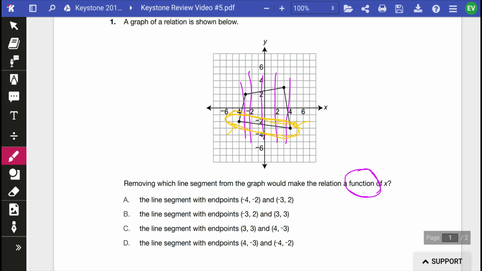So -4, -2 is one endpoint, and the other endpoint is 4, -3. That looks like D is the correct answer. A, B, and C are the other 3 segments. If we eliminate one of those, we still have 2 points going through our vertical lines. So remember the vertical line test as you check for functions.